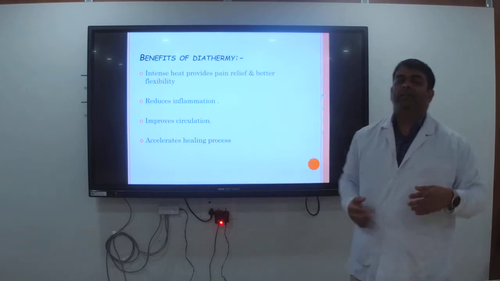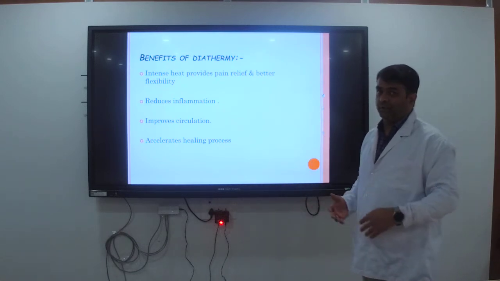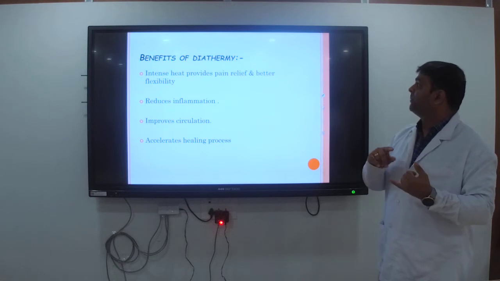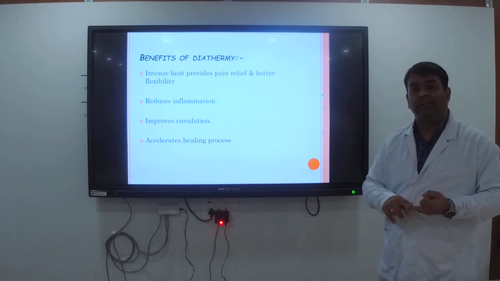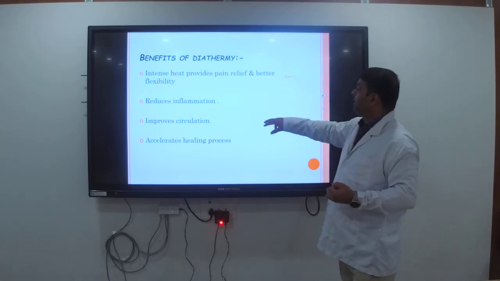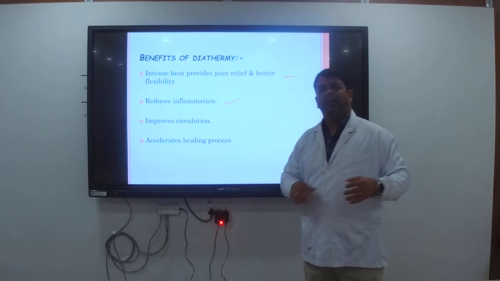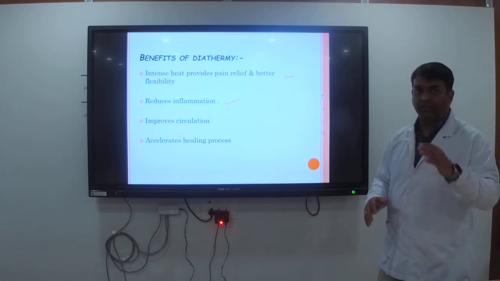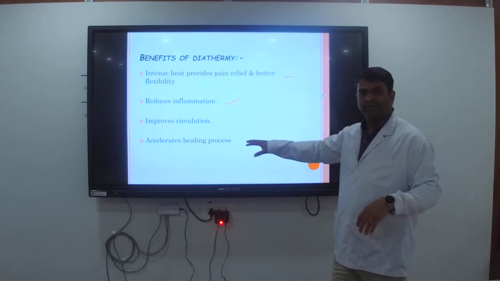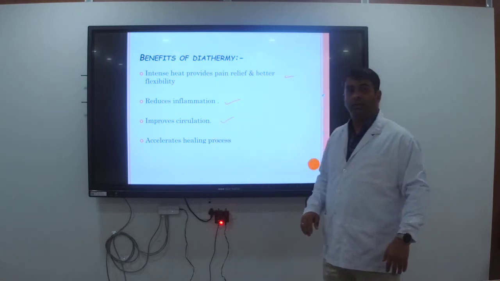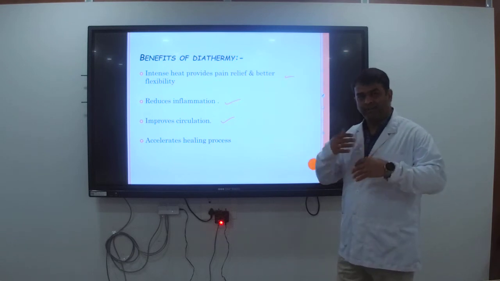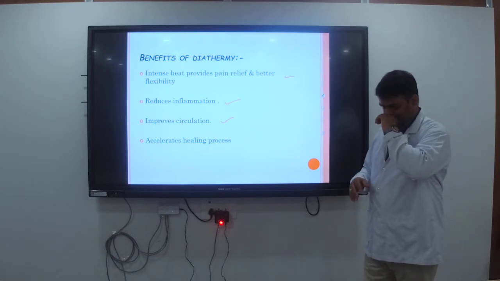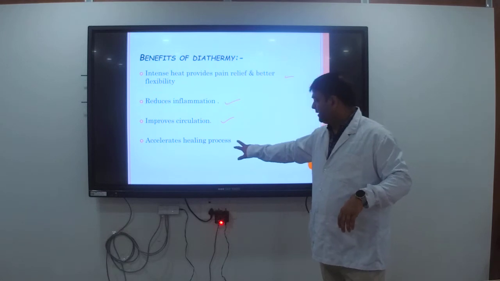Now coming to the benefits of diathermy. Diathermy provides intense heat, which causes pain relief and better flexibility. The next one, it reduces inflammation of the knee joint, inflammation of the shoulder joint, or a back muscle spasm. As the heat increases, it improves circulation to all these areas, and when blood circulation increases, more nutrition is taken to the targeted tissue, which accelerates healing of the tissue.